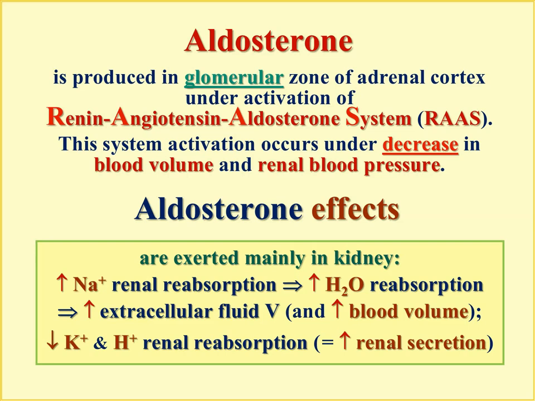And also in some other cells, hydrogen ions are removed into the lumen and lost from the body. So aldosterone contributes to an increase of sodium and a decrease of potassium and hydrogen due to renal processes.